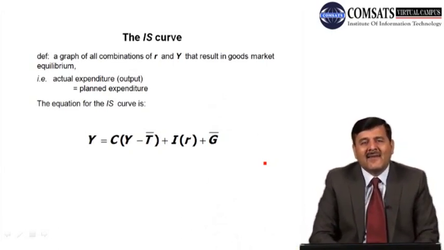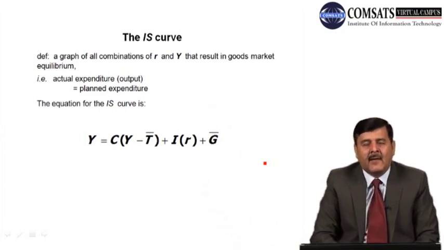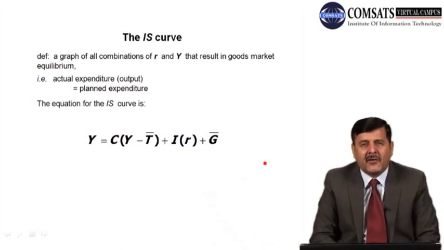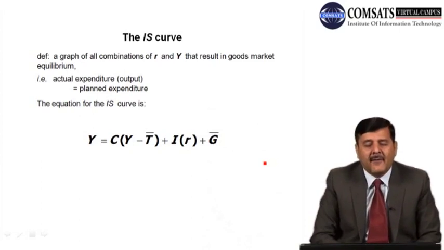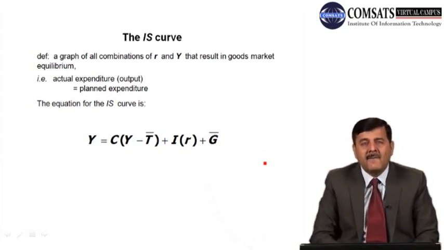Now by using this Keynesian cross, we'll try to develop or draw the IS curve, which is one of the purposes of discussing this Keynesian cross. The IS curve is the graph of all combinations of R and Y that result in goods market equilibrium. So it consists of different combinations of interest rate and income level in the economy that give equilibrium in the goods market. So that is the definition of the IS curve. We'll try to derive the IS curve with the help of the Keynesian cross.